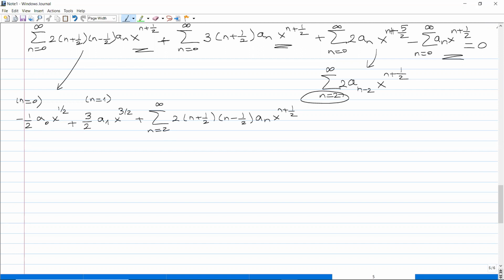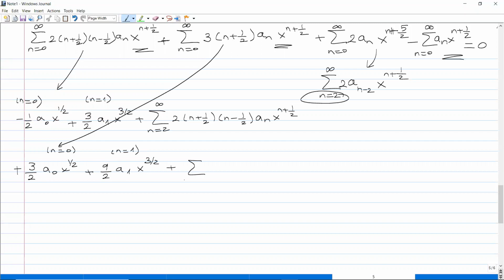Now, take the next one, so plus. Now take this one, the term for n equals 0: 3/2 a0 x to the 1/2. And then plus the term for n equals 1: 3 times 3/2, 9/2 a1 x to the power 3/2, and the rest, n starts from 2.